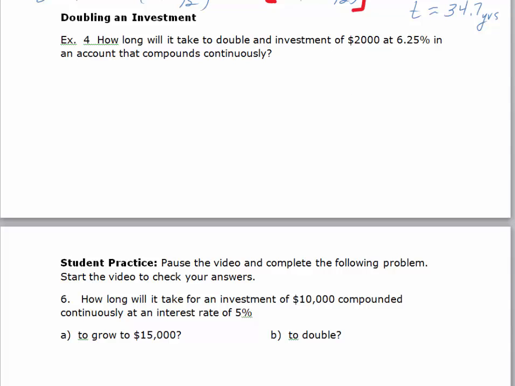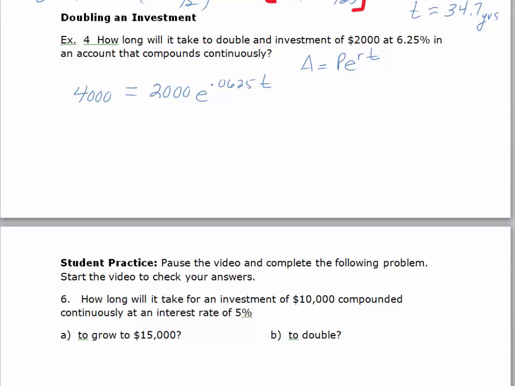We're going to use the formula A equals Pe^(rt). And we know we want to double our investment, and $2,000 is our principal. So what that means is if I invest $2,000, to double that means I would have $4,000 at the end of a certain amount of time. 4,000 equals 2,000 e to the r, which is 0.0625 t.